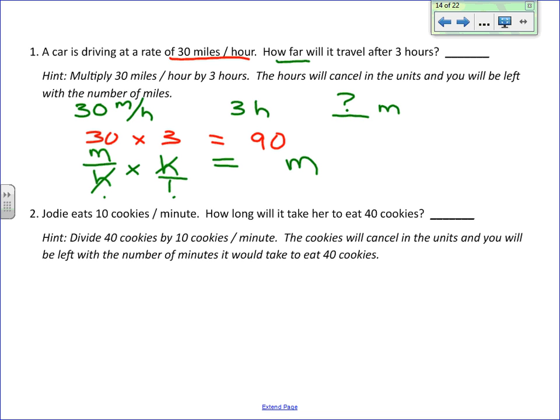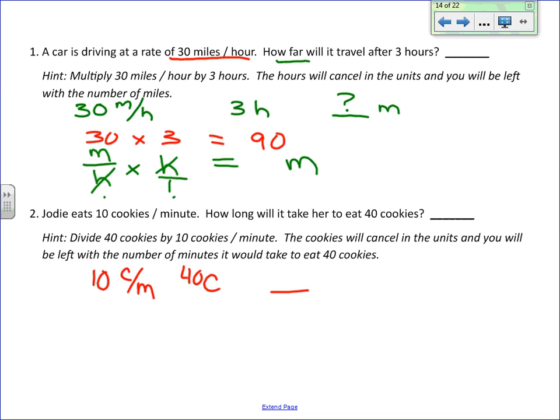Okay, let's try that again with the next one. Jody eats 10 cookies per minute. So we have 10 c over m. How long will it take her to eat 40 cookies? We know that c is 40 cookies that we're dealing with here.